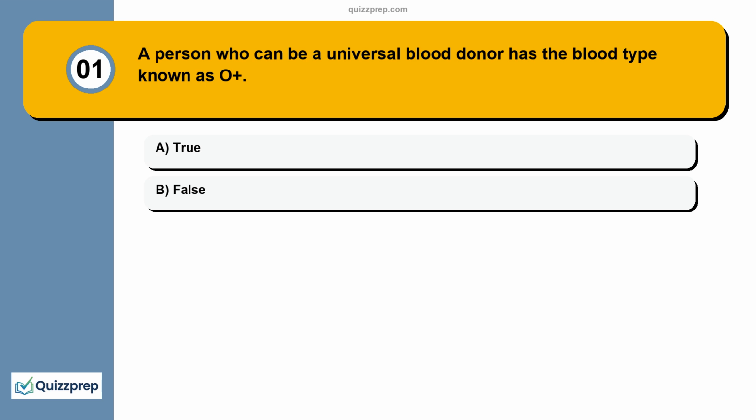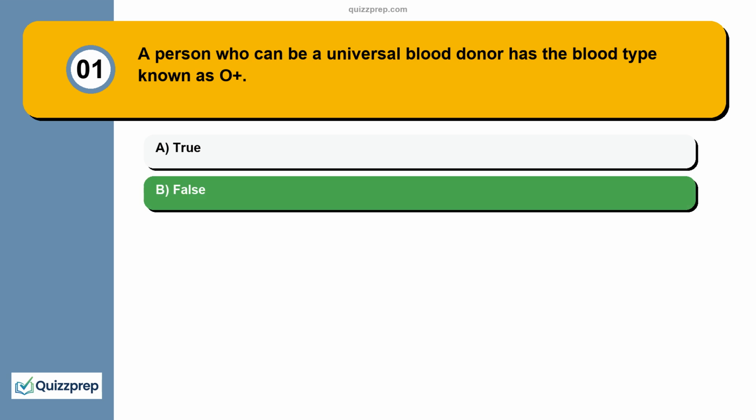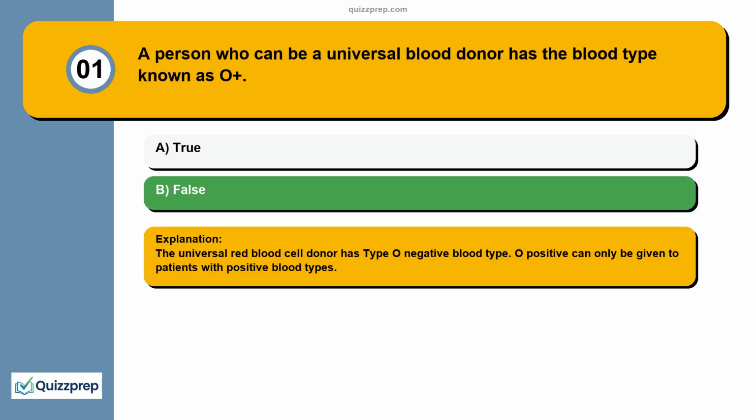Question 1. A person who can be a universal blood donor has the blood type known as O+. True or false? The universal red blood cell donor has type O negative blood type. O positive can only be given to patients with positive blood types.